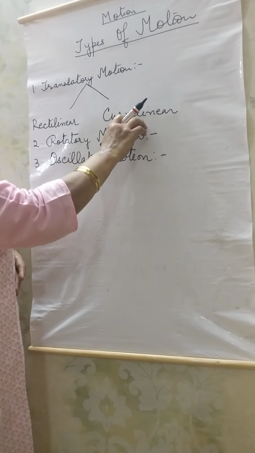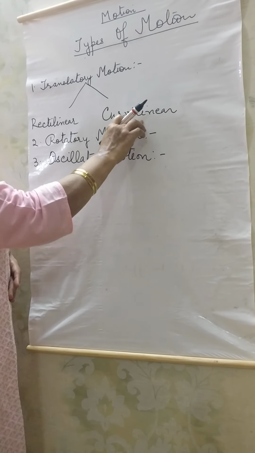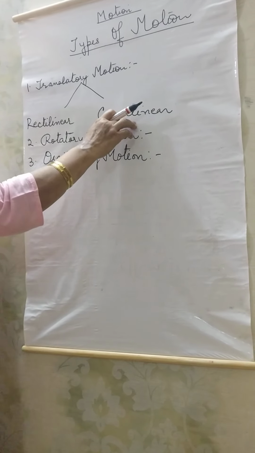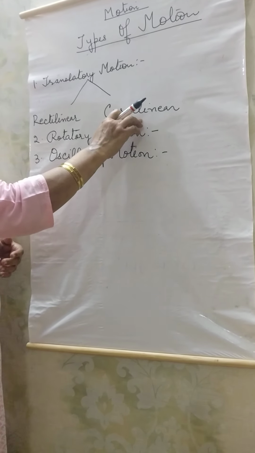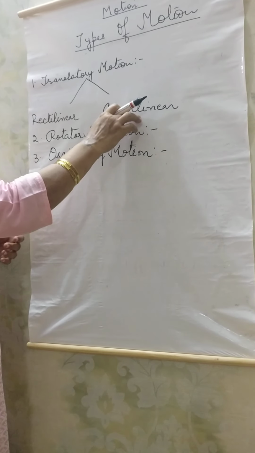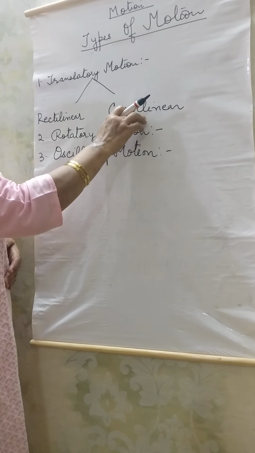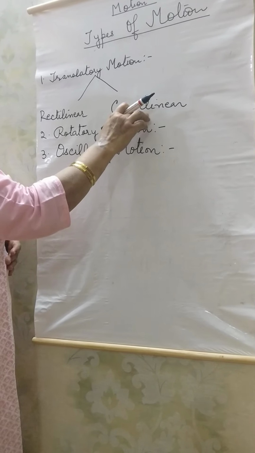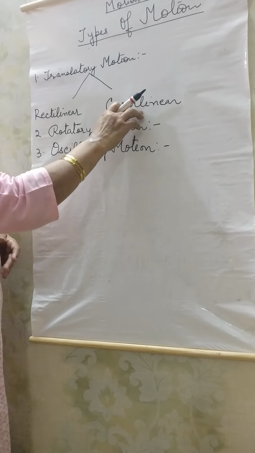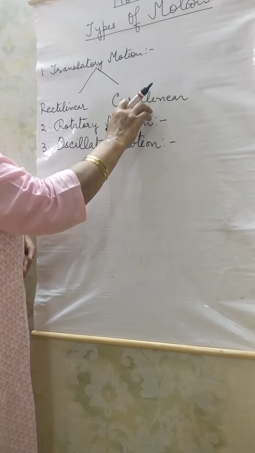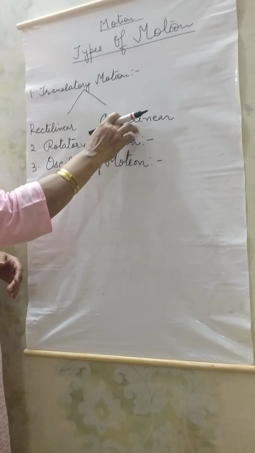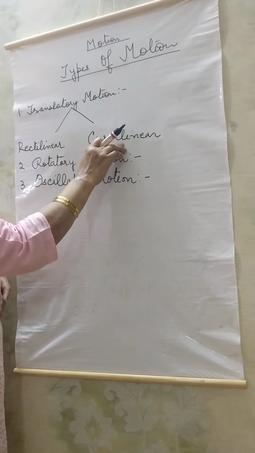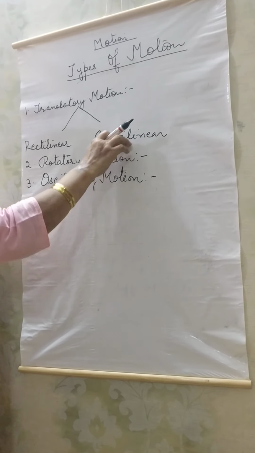Then comes curvilinear. Curvilinear means when an object is moving on a curved path. For example, the earth or any planet revolving around the sun, a cyclist taking a turn while moving on a curved path. These are some examples of curvilinear motion.